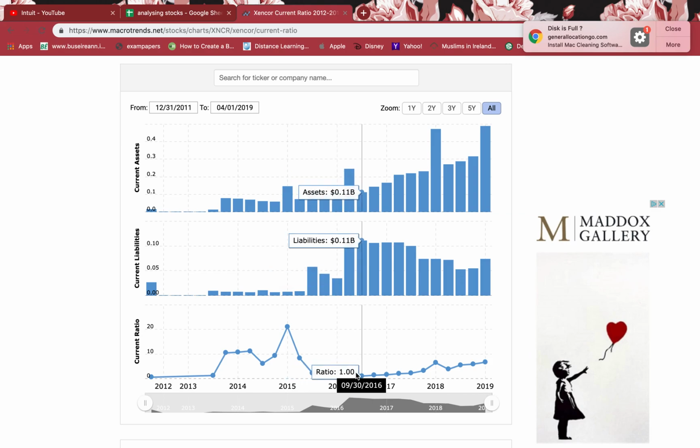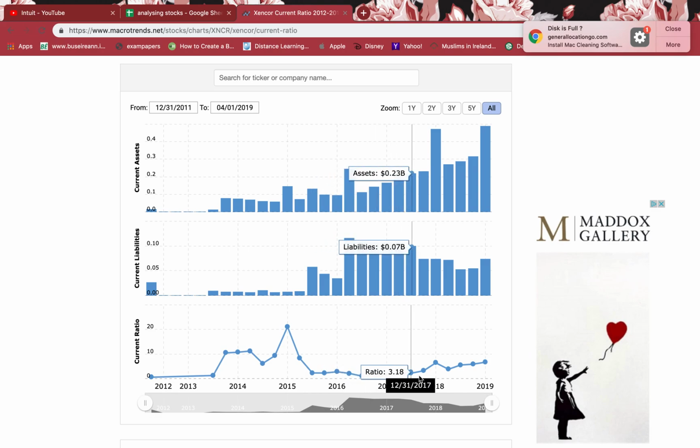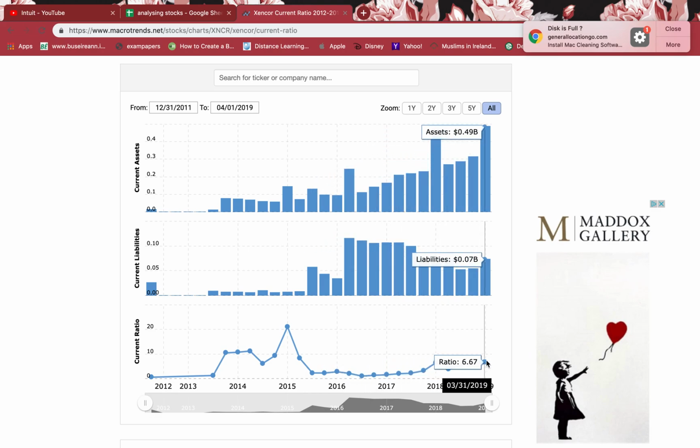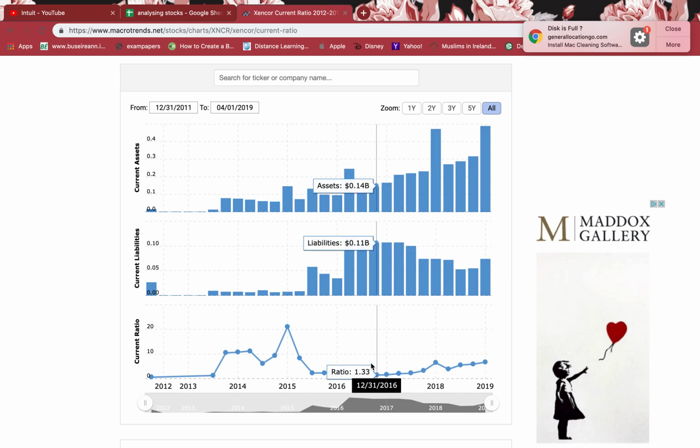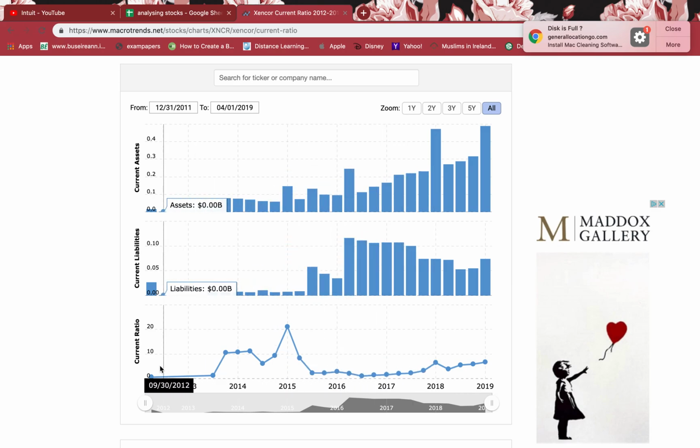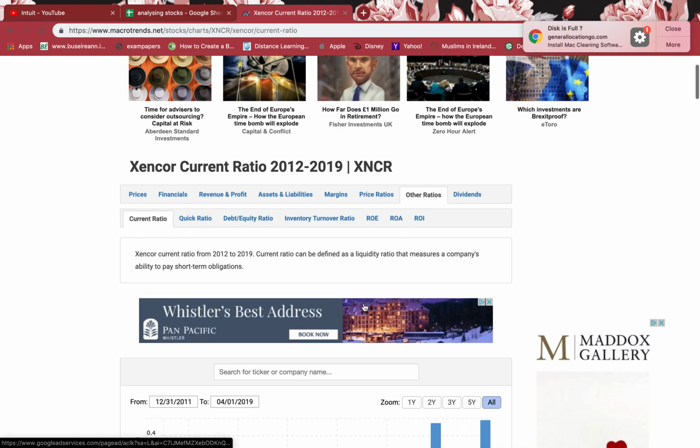After that, it has been 1, which is equivalent to assets and liabilities, but then straight away it has been above 1. So, you know, it's not too bad. It's not doing too bad in terms of that. Only in 2011 it was very not secure, but then it's doing very good.